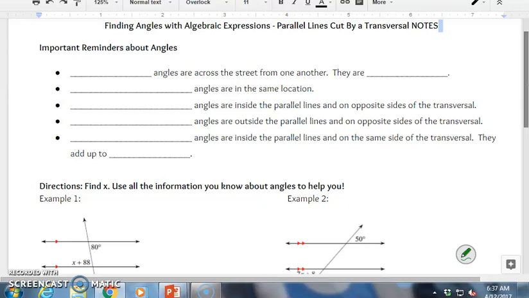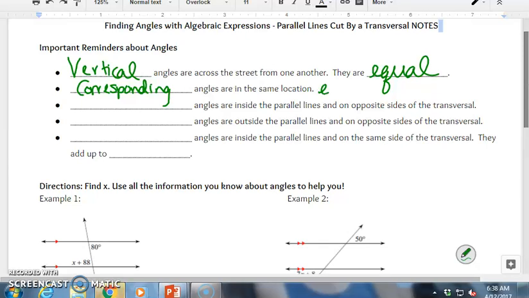Okay, one type of angle is going to be vertical angles. Remember, they're across the street from each other, or across from one another, or opposite one another, and they are always equal. Okay. Corresponding angles are in the same location. Okay, so within parallel lines cut by transversal, they're in the same location. Remember, those are equal to each other.